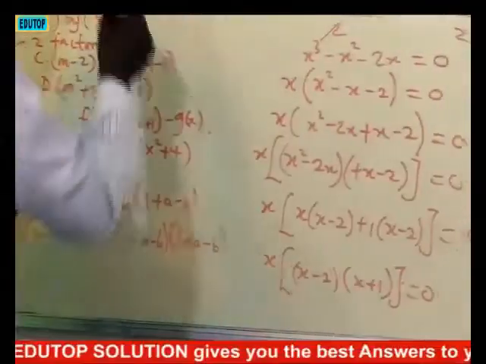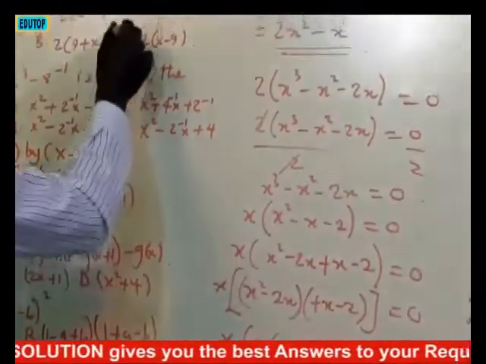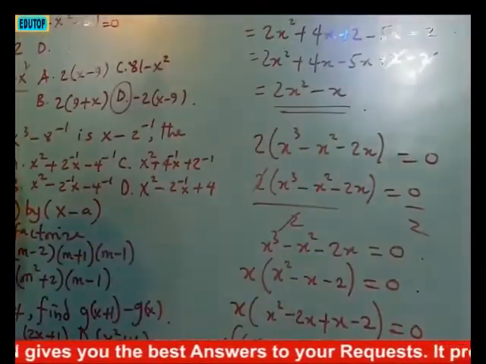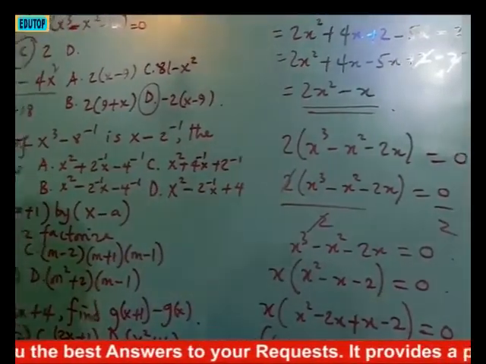So at the end of the day, my answer is this. So I go to my options and trace the one that correlates with that. Which one correlates with this? It will definitely be option D. So option D is my answer.